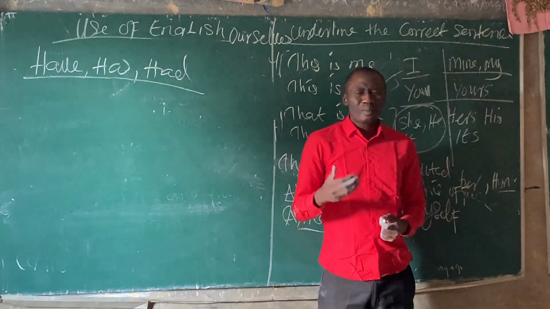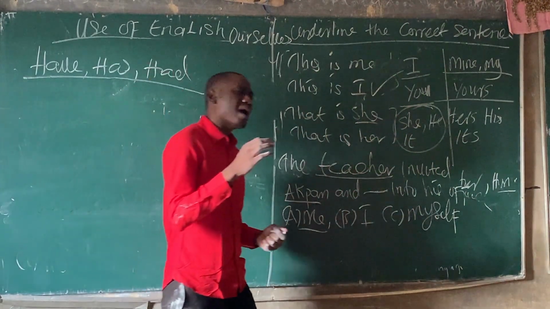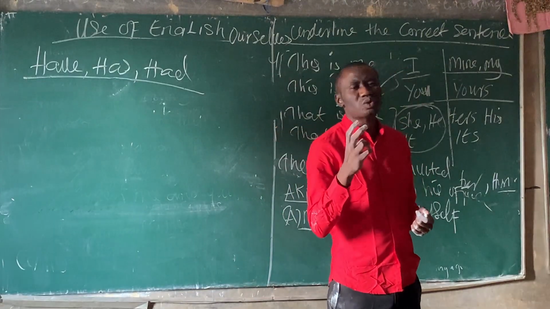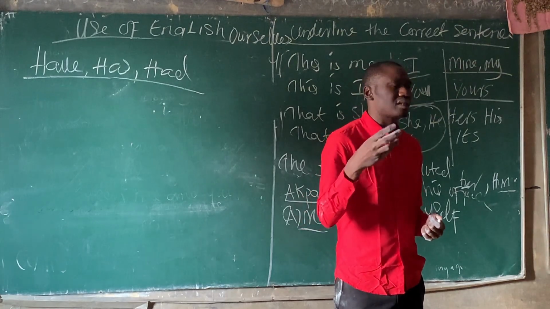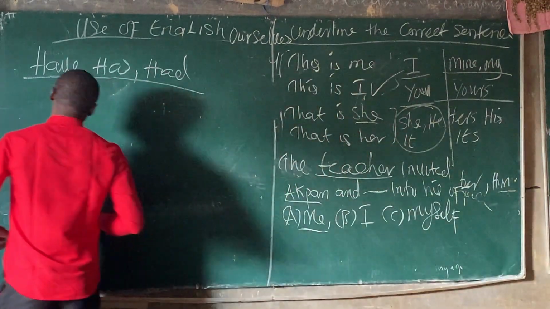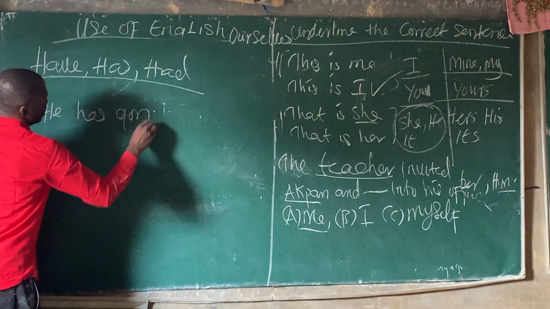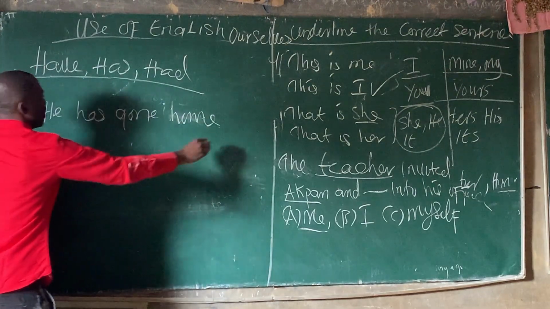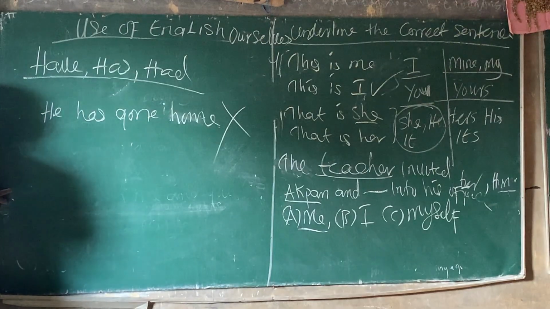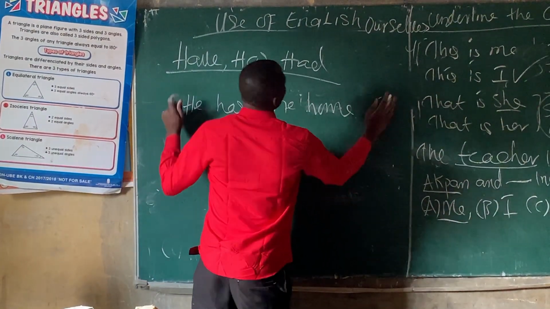For rule 1, I told you that has and have do not appear in sentences that have two clauses. Whenever you have a sentence that has two clauses, you avoid the use of has, have, and had. For instance, "he has gone home" is correct. This is a single clause.